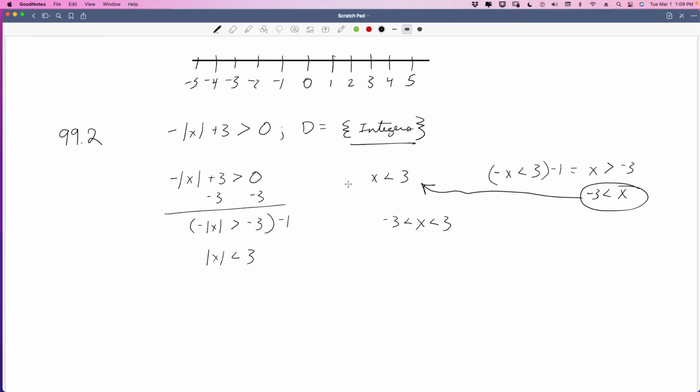It's in the domain of integers, so we're just going to put dots on those. So we start at negative 3, but it's not equal to negative 3. It's less than negative 3. So we go to the next integer. Negative 2 is greater than negative 3. Negative 1, 0, 1, and 2.